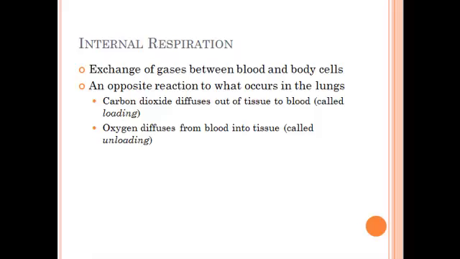Then after that, the oxygen is carried around the body in respiratory gas transport. So once the oxygen is attached to the hemoglobin of the red blood cells, it will travel around the body in transport, and then we'll come to the cells, and this is where we have internal respiration. Internal respiration is the transfer of gases between the blood and the body cells. This is almost exactly opposite of the external respiration that we just saw, because in this case the carbon dioxide is leaving the cells and moving into the blood, and the oxygen is leaving the blood and moving into the cells.